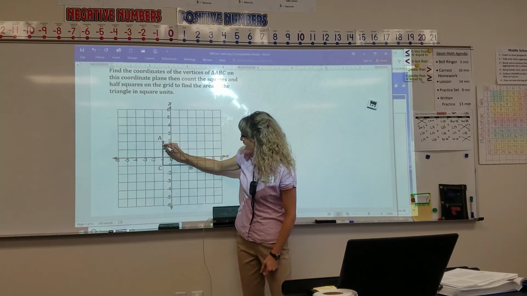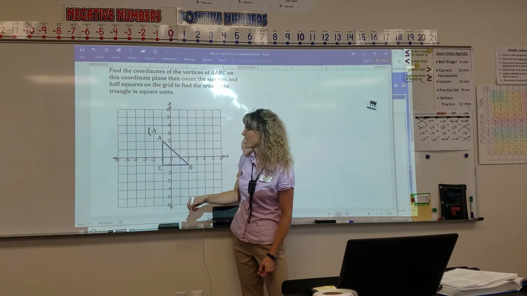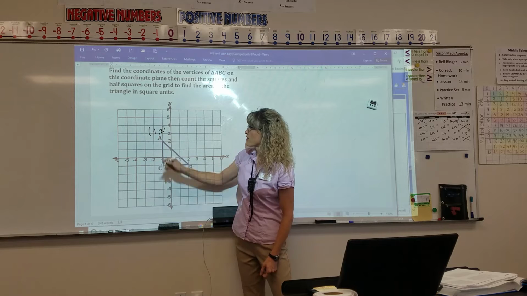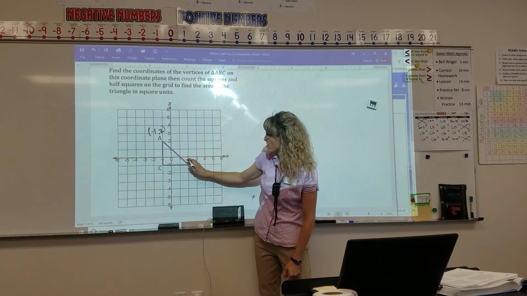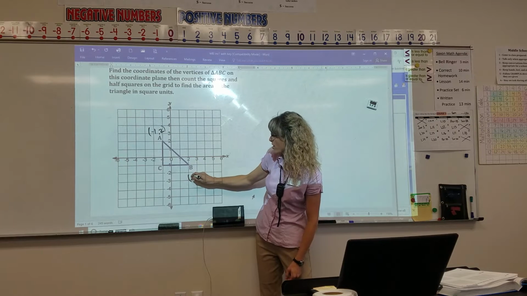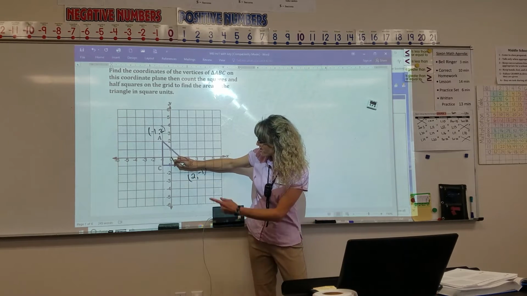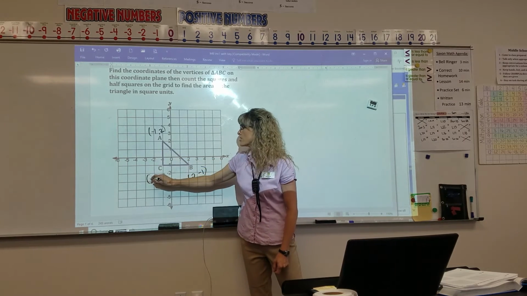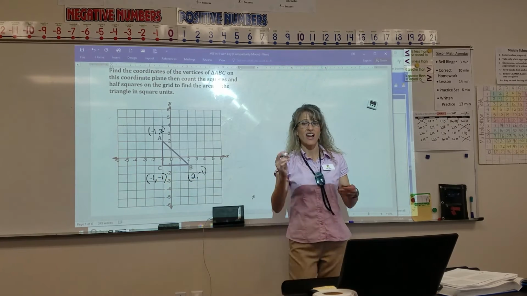The coordinates for A, I'm going to start at the origin. I'm going to go left 1, so negative 1, and up 1, 2 units. So the point is negative 1, 2. Let's do B. I'm going to start at the origin and go 1, 2, down 1. So I went 2 over, down 1. Starting at the origin for C, I'm going to go left 1, down 1. So left and down. So that's how I find the location.